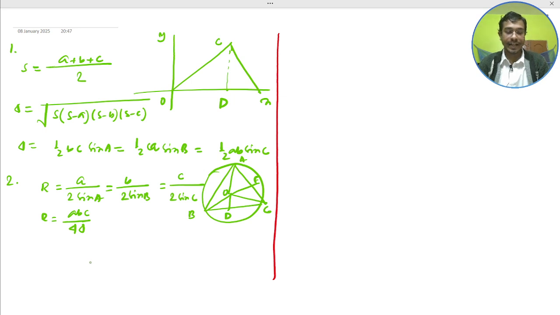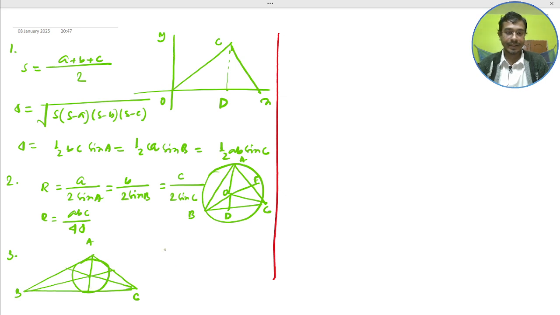Radius of incircle r. This is radius of incircle r of triangle ABC. I just draw a picture here: this is a triangle and this is an incircle here. This is A, B, and this is C.